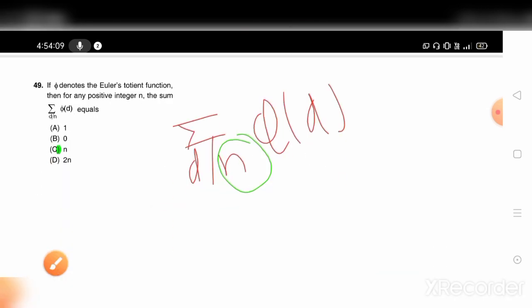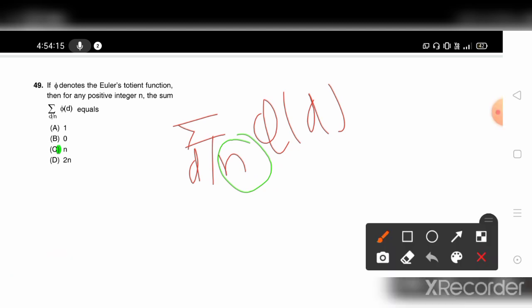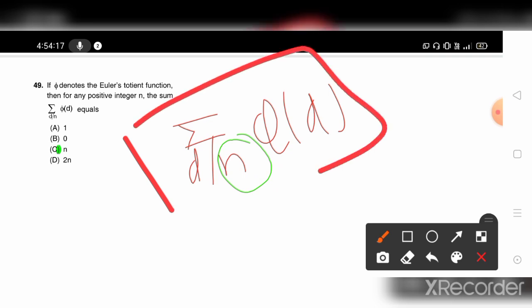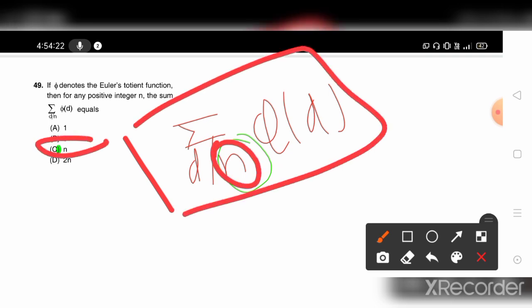If phi denotes the Euler totient function, then for any positive integer n, the sum is given by this formula. Here the sum is n.